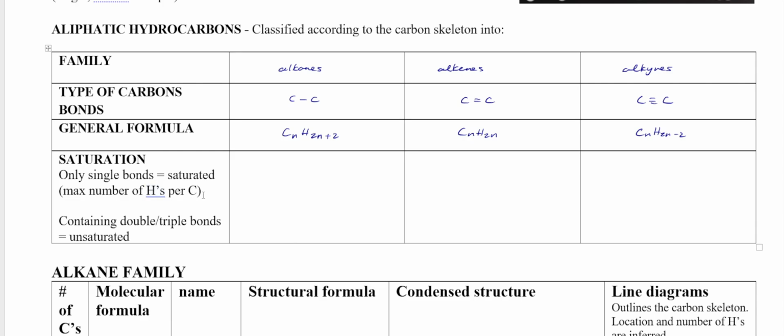So saturation means the max number of hydrogens per carbon. And this only occurs in single bonds. So only alkanes are saturated. Because once you introduce a double bond, then these 2 carbons here do not have the maximum number of hydrogens because they're now bonding twice to carbon. So this becomes unsaturated, and that's also the case with alkynes.